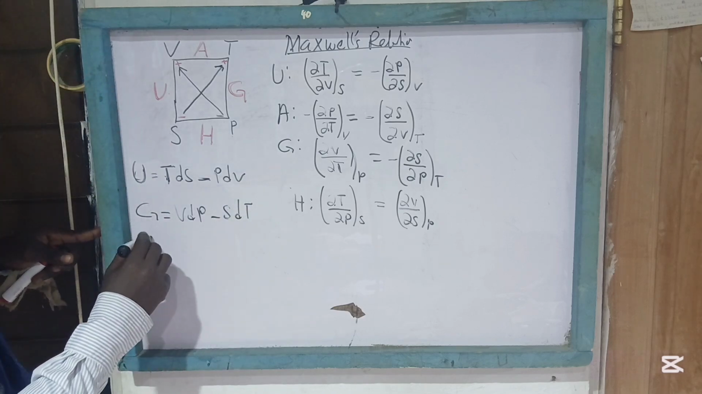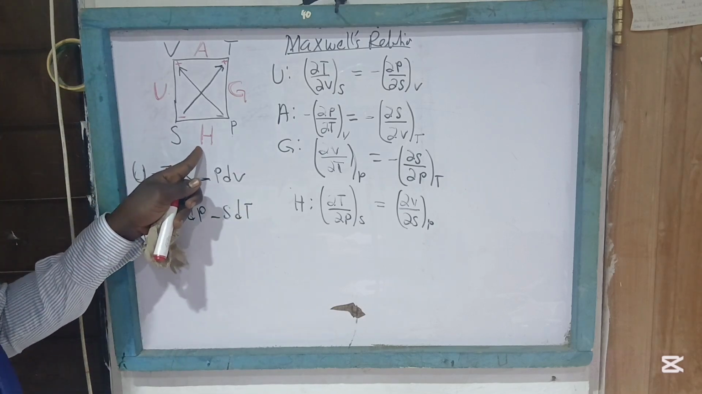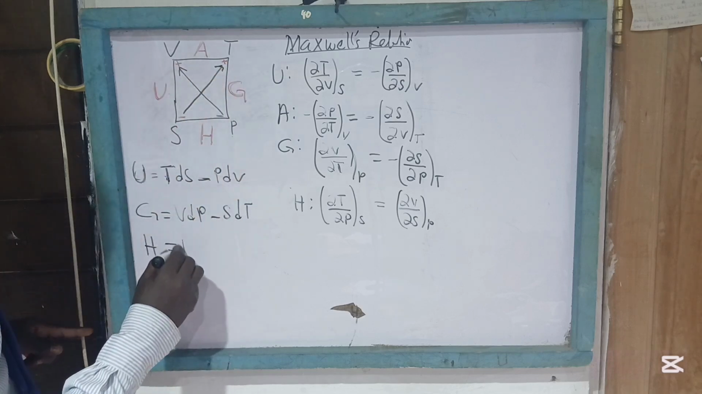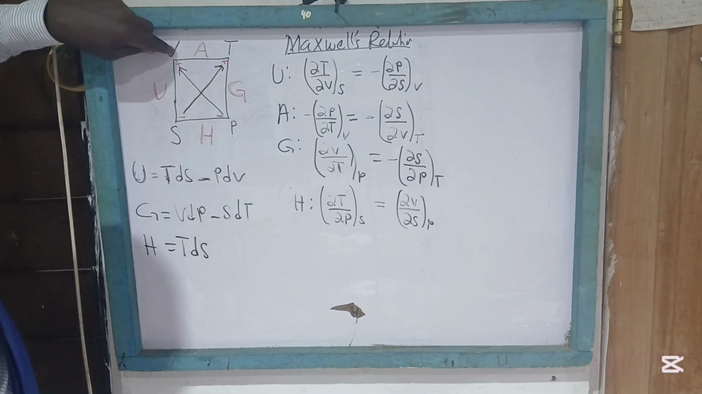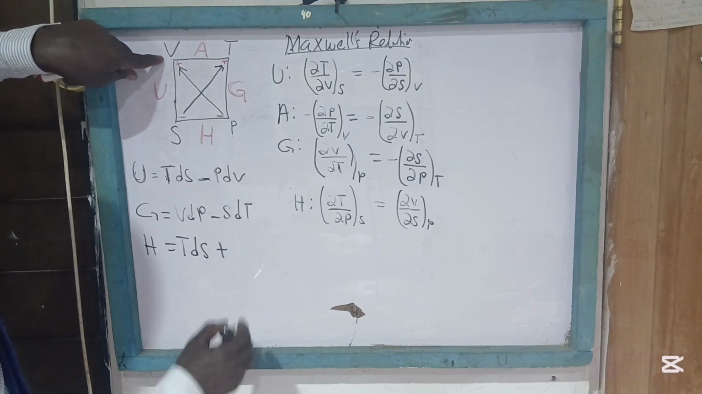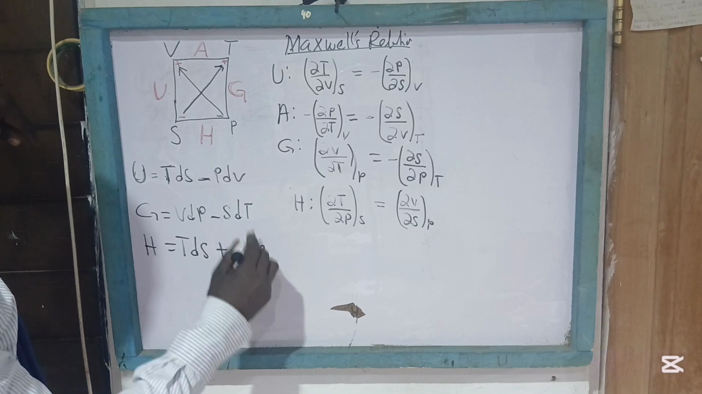So let's go for h. H equal, we stand on h. What are the angles facing h? This and this. So T dS, then V dp is positive. V starts with positive. So V dp.